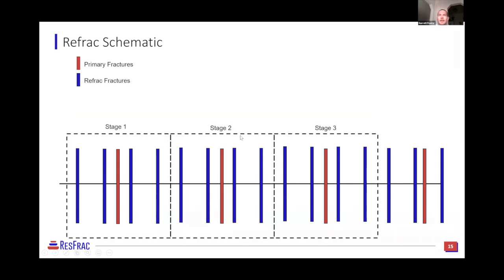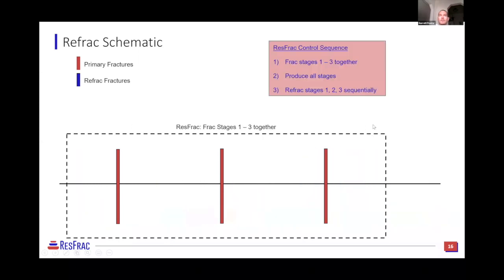So if we were to look at the refrac stages, you have 3 stages over the same area that you have for 1 stage in the parent well. So one of the capabilities we have in ResFrac is to frac stages simultaneously. And so the way that we can accomplish this refrac procedure is, during the primary fracture, to call that original primary stage, actually separate it into 3 stages, but then frac all 3 together.